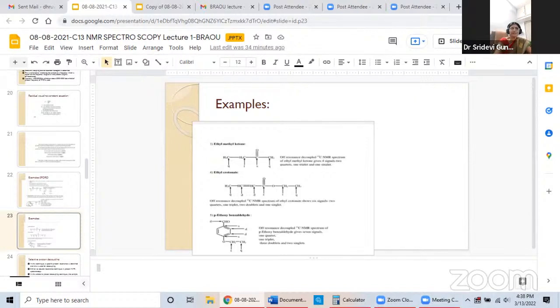And in the next session, next Saturday, I'll be discussing the selective proton decoupling and also the chemical shifts in the given molecules in C13 NMR.